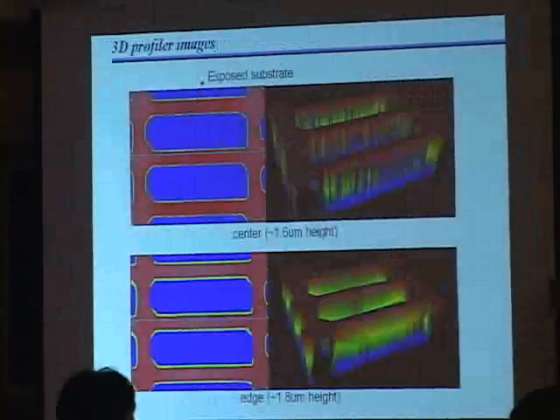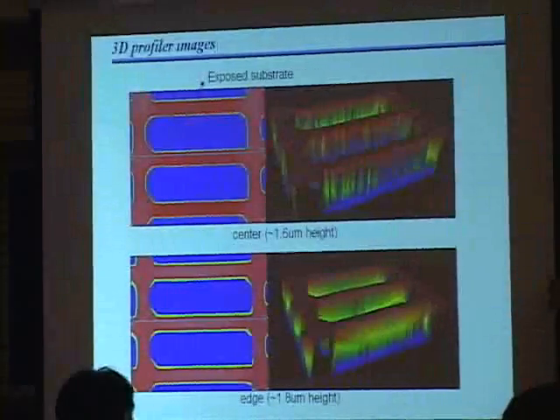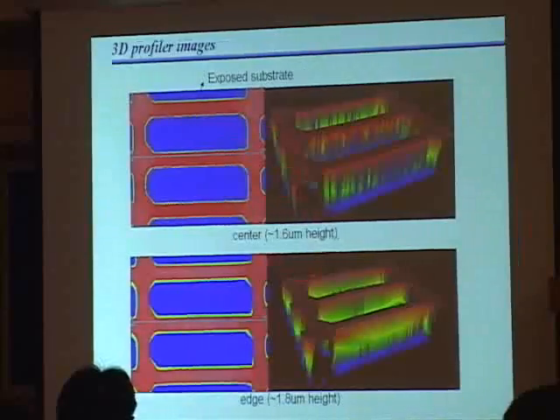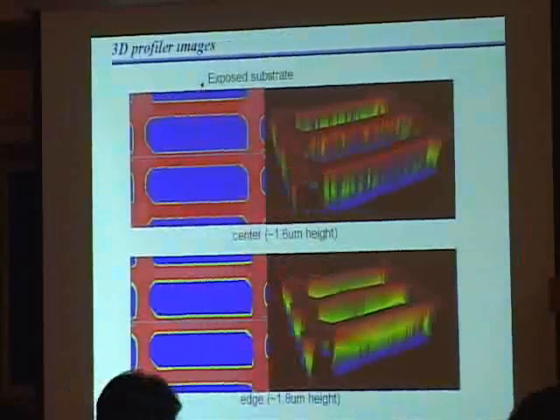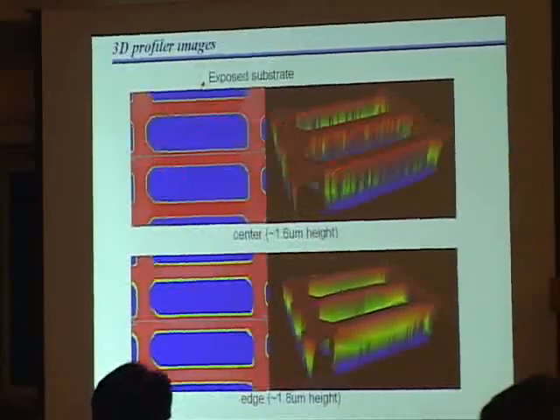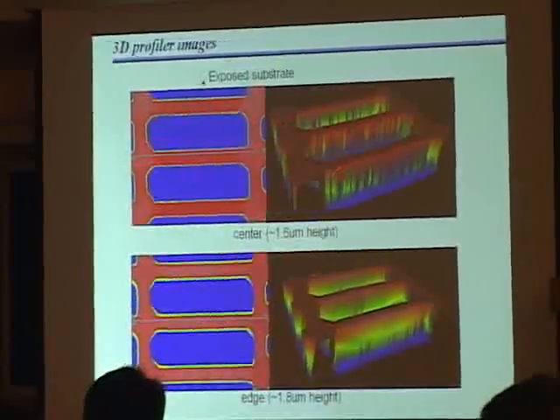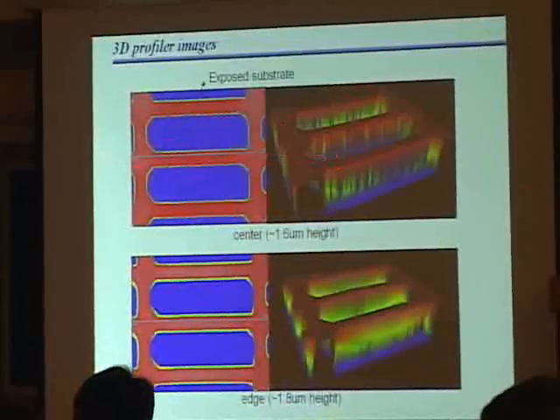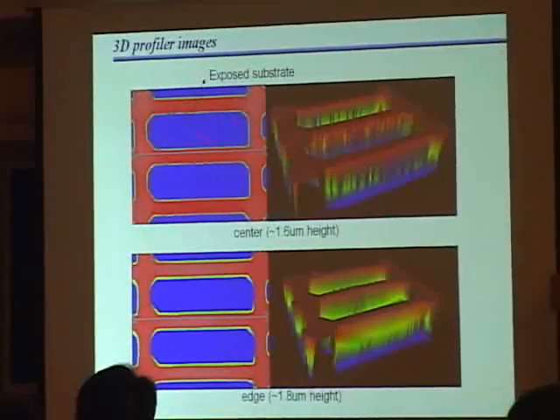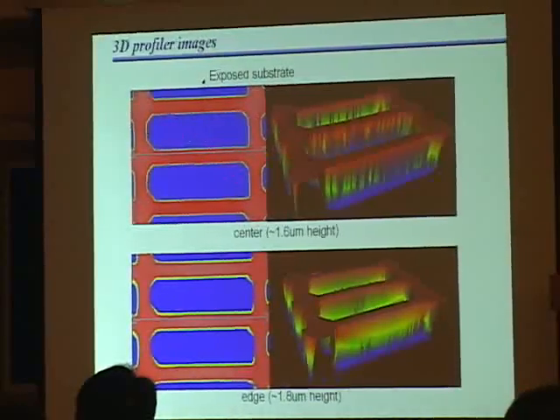From the 3D profile images, we found that the substrate surface was almost exposed, and the uniformity was quite good. But there is little non-uniformity along this area. But I think at this moment this is okay.